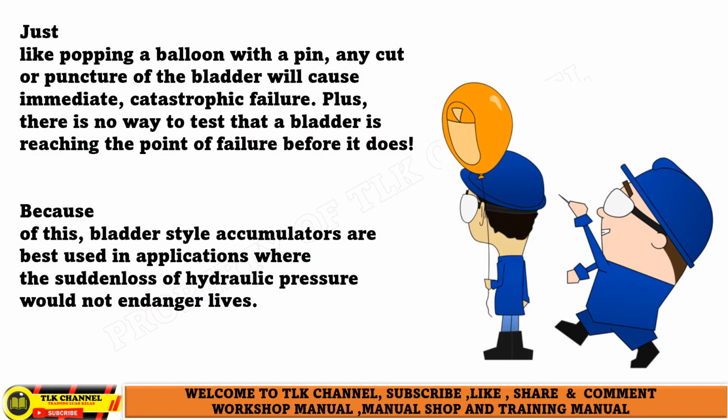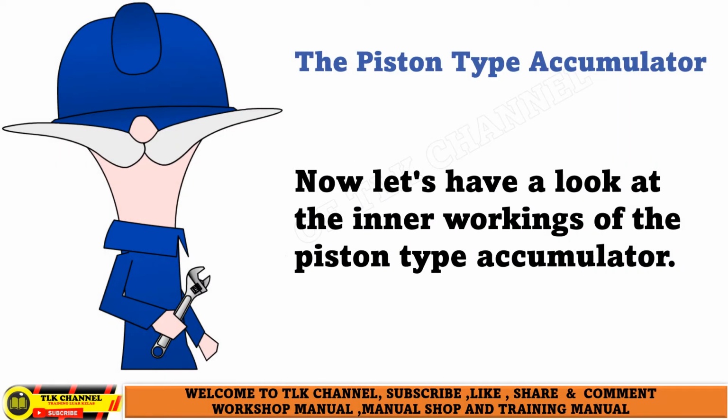Just like popping a balloon with a pin, any cut or puncture of the bladder will cause immediate, catastrophic failure. Plus, there is no way to test that a bladder is reaching the point of failure before it does. Because of this, bladder-style accumulators are best used in applications where the sudden loss of hydraulic pressure would not endanger lives. The piston-type accumulator. Now let's have a look at the inner workings of the piston-type accumulator.